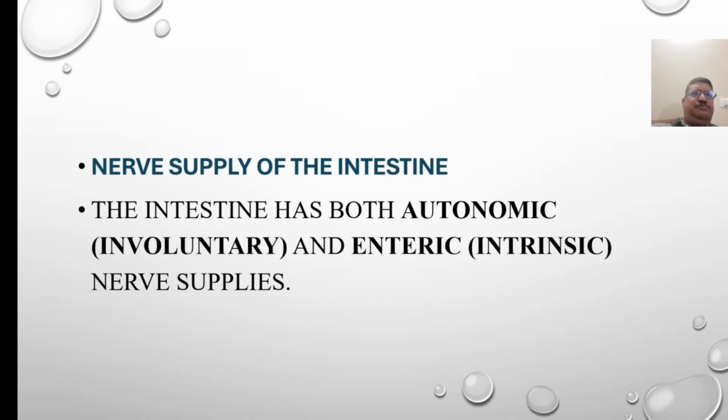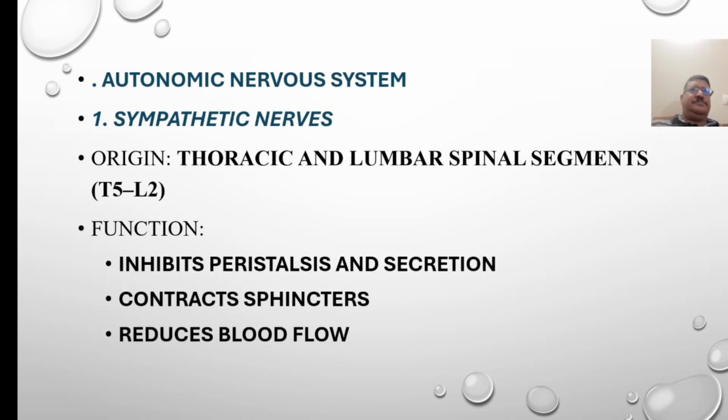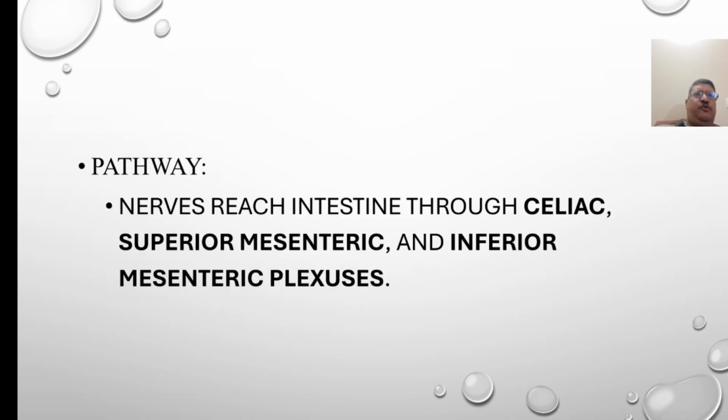The intestine has both autonomic, involuntary, and enteric, that is intrinsic, nerve supply. Autonomic nervous system. Sympathetic nerves originate from thoracic and lumbar spinal segments, that is T5 to L2. Functions: inhibit peristalsis and secretions, contract sphincters, reduce blood flow. Pathway: nerves reach the intestine through the celiac, superior mesenteric and inferior mesenteric plexus.